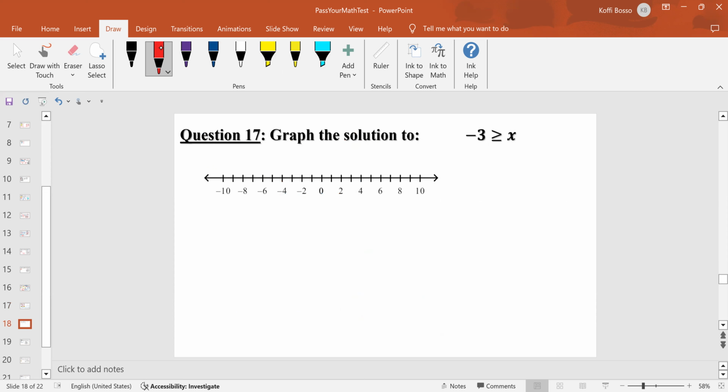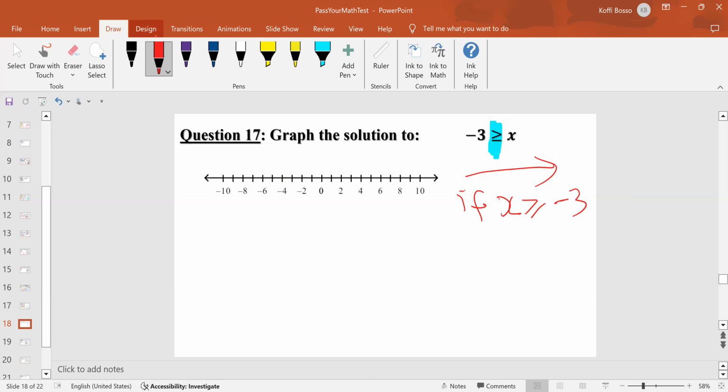Question 17. Wow, a graph again, an inequality. So here they give you negative 3 is greater than or equal to x and ask you to graph it. A common mistake is this. People will say, oh, they use a greater than or equal to, so that means the graph will go to the right side. The graph will go to the right side if you have x is greater than or equal to negative 3, which is not the case here.